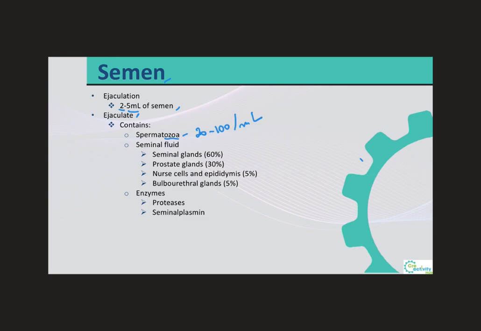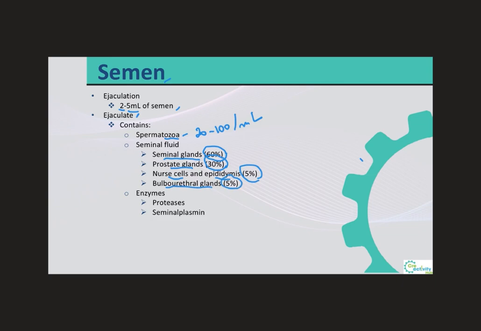In terms of total volume, seminal fluid contains the combined secretions of the seminal glands, which adds up to 60%, from the prostate, which adds up to about 30%, the nerve cells and the epididymis, which adds up to about 5%. Remember, nerve cells are present in the seminiferous tubules. And then the bulbourethral glands add the last 5%.